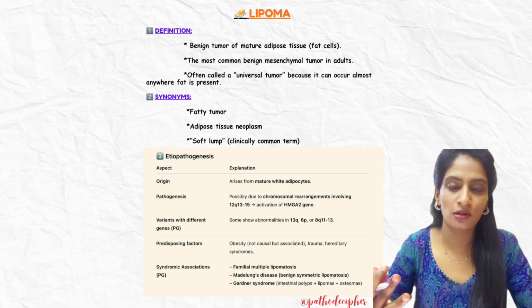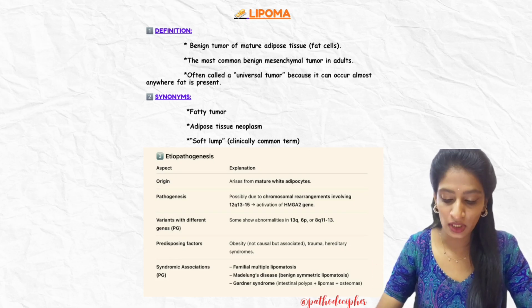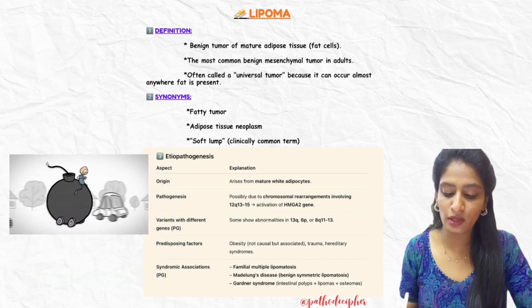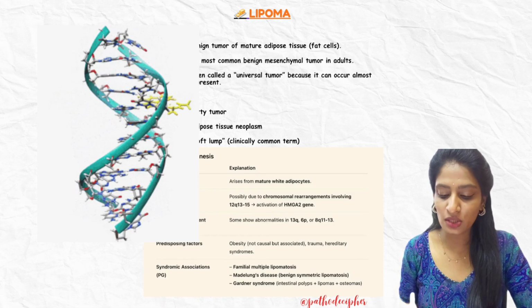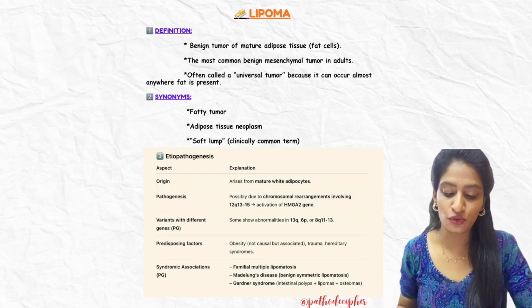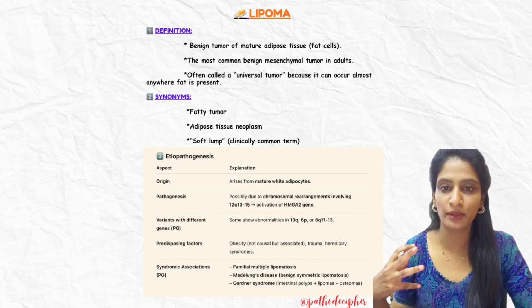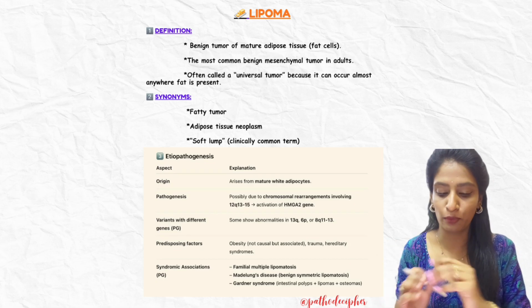So coming to etiology, what makes these fat cells go crazy? It's just a tiny genetic mix-up by a chromosomal rearrangement involving 12q13-15. So there will be activation of the HMGA2 gene. So that's why the lipoma cells, all the mature adipocytes, will start to proliferate. So that is the main pathogenesis in lipoma.